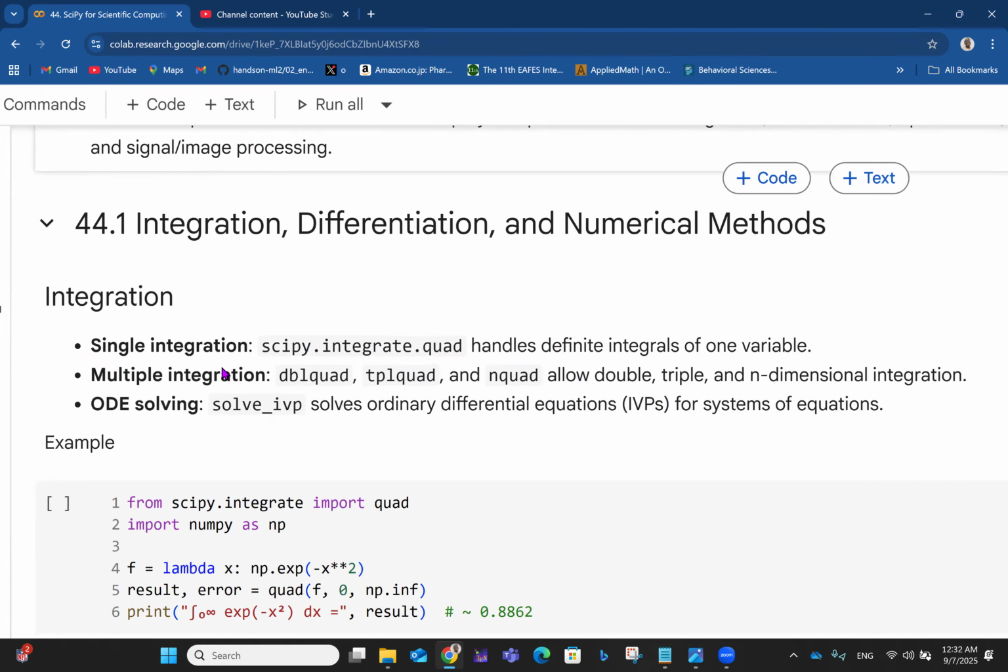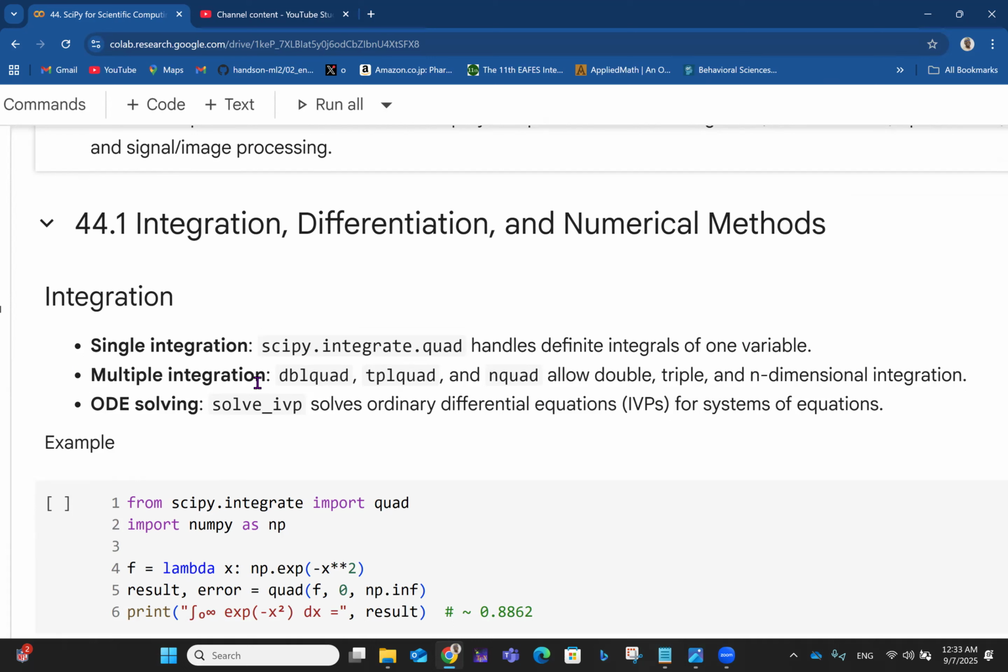So talking about integration, we can have single integration, like you can do scipy.integrate.quad, which handles definite integrals of one variable. But of course, it's always going to return numerical values. In the next video, I think we'll be talking about SymPy. SymPy deals with symbolic Python, so it will give you results in the form of symbols, like if you differentiate x squared, you get 2x, that kind of thing. But here you are doing numerical integration, differentiation, and all of that.